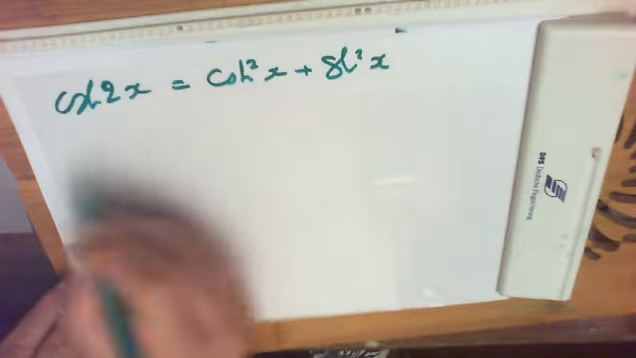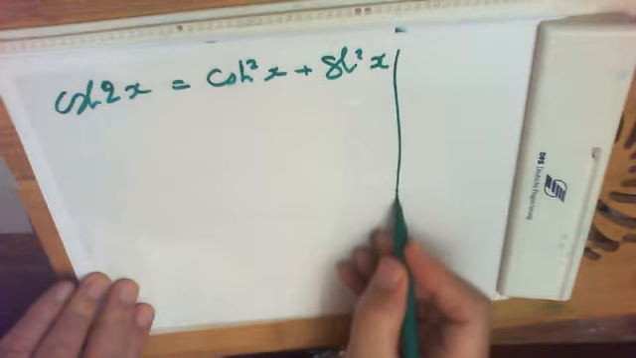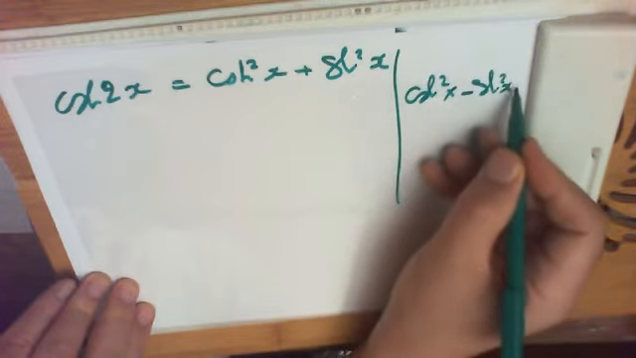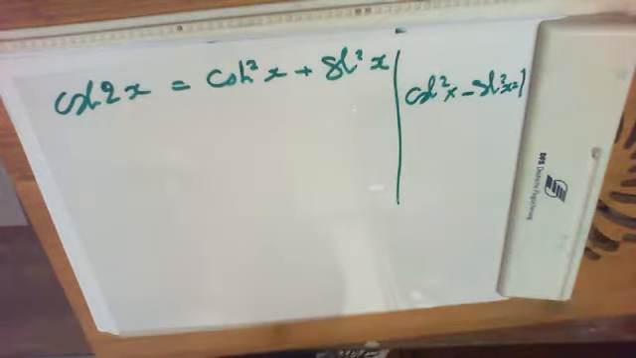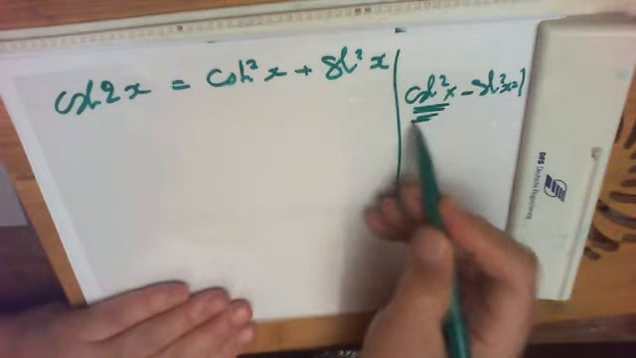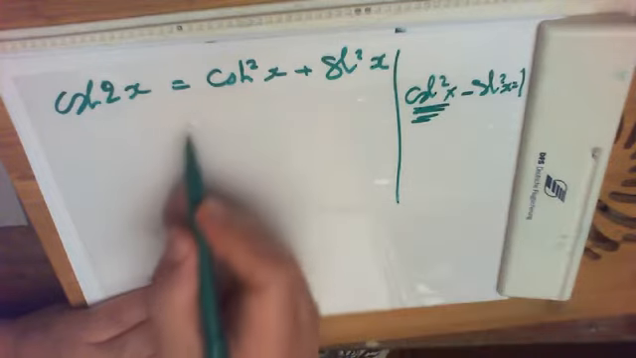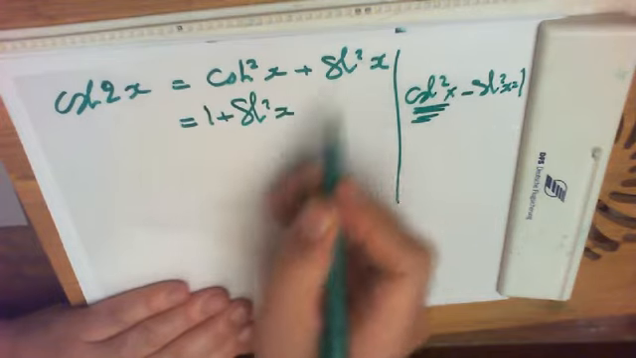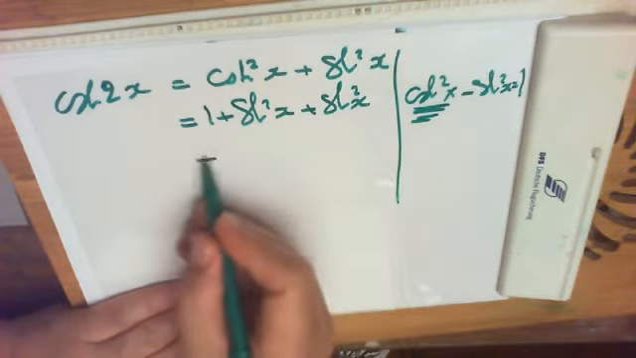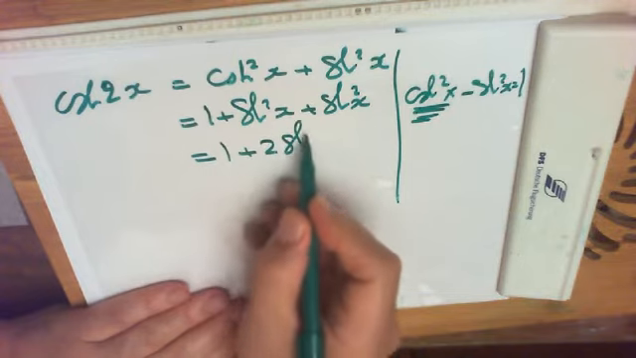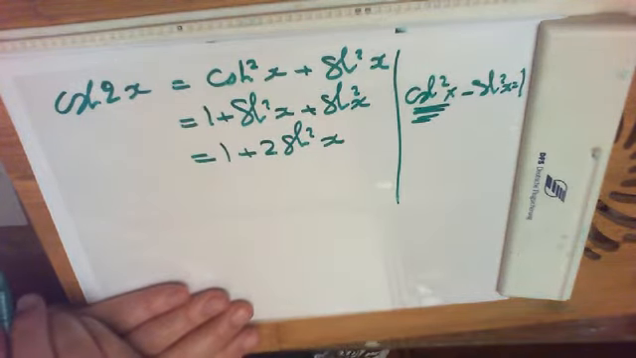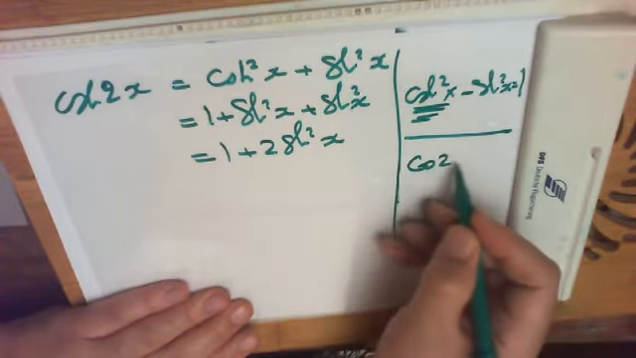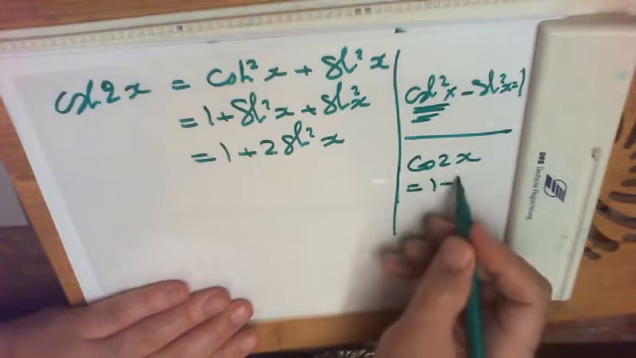At the same time, cosine squared x minus sine squared x is 1. Now I can take cosine squared as 1 plus sine squared. So here, instead of cosine squared, I write 1 plus sine squared, which gives 1 plus 2 sine squared. While before in trigonometry we studied cosine 2x equals 1 minus 2 sine squared x.